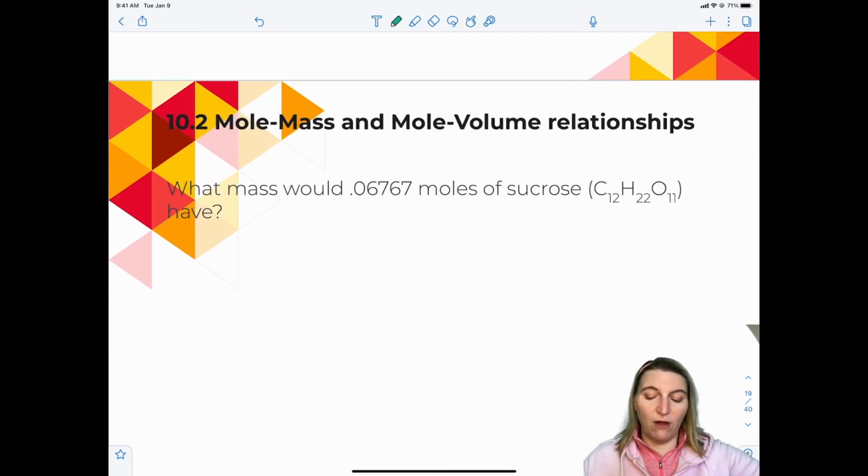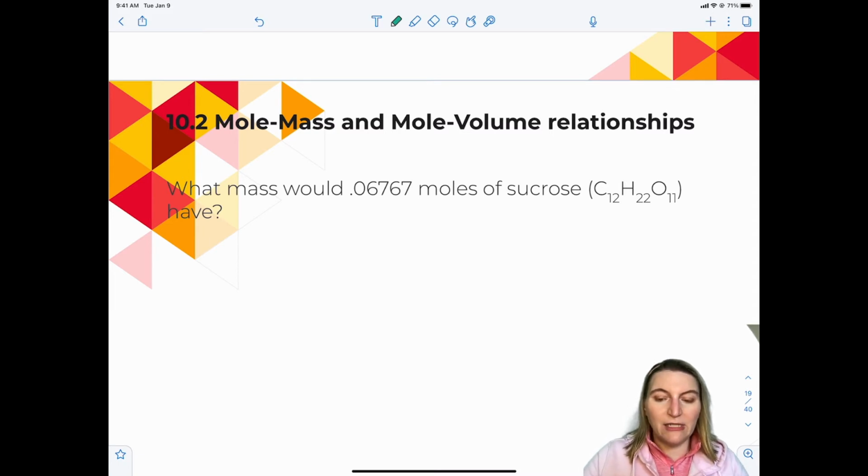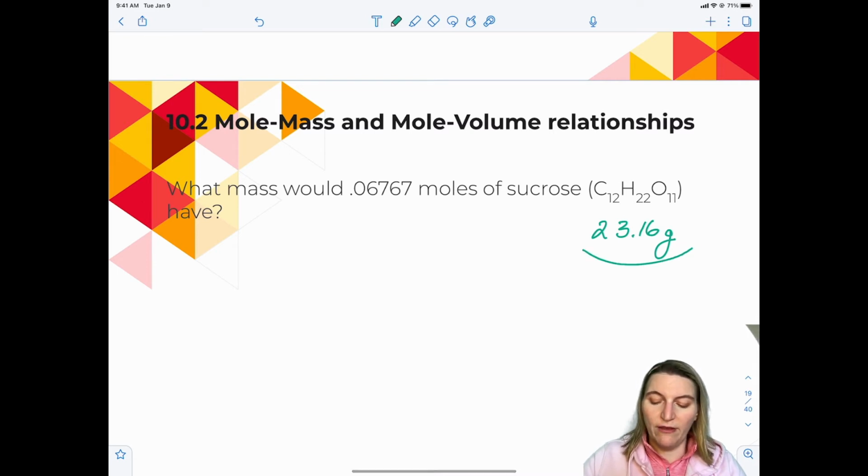And I have a second problem for you to try for yourself. What mass would 0.67 moles of sucrose have? The answer for this is 23.16 grams of C12H22O11. Sucrose is table sugar. So try this one out. See if you get 23.16.